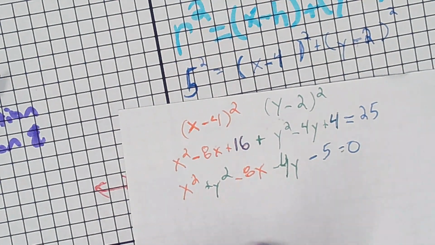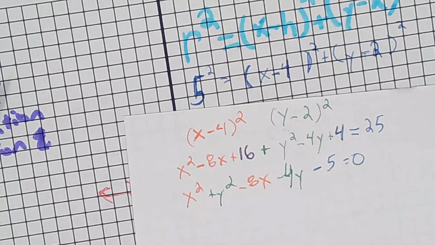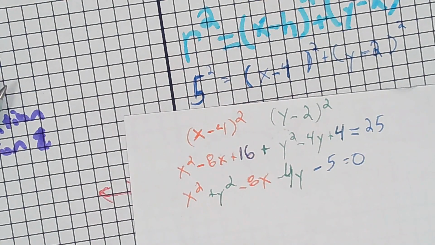Okay, so that is how you do that. But from this one, you really can't pick any good information of the circle out. But that's how you convert it from center radius form into standard form.